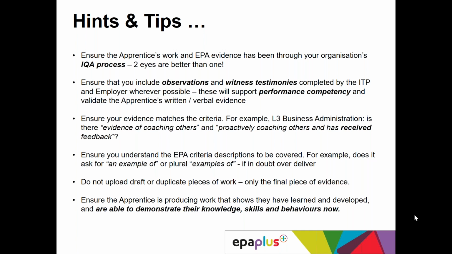And then the final one there, ensure the apprentice is producing work that shows that they've learned and developed and are able to demonstrate their knowledge, skills and behaviours. So, you know, if there's a piece of work about an appraisal where they delivered one while going through training at the start of their apprenticeship, and then they got better and delivered one towards the end, maybe just a piece of evidence or a professional discussion to explain their learning and development, how they've got to that stage, is a really good way of getting into the higher level criteria, because sometimes it looks for reflection. So that's really important.